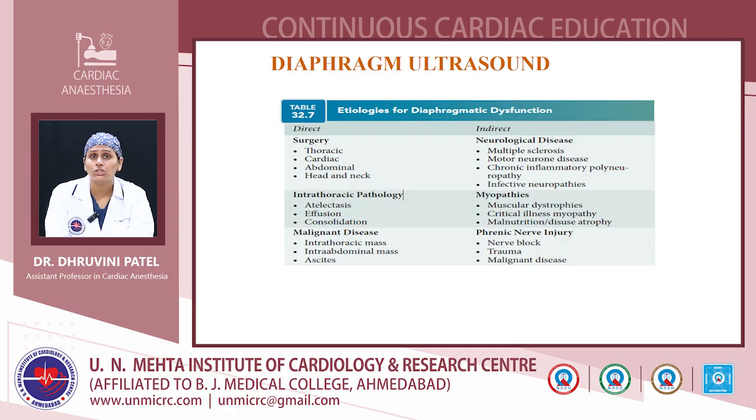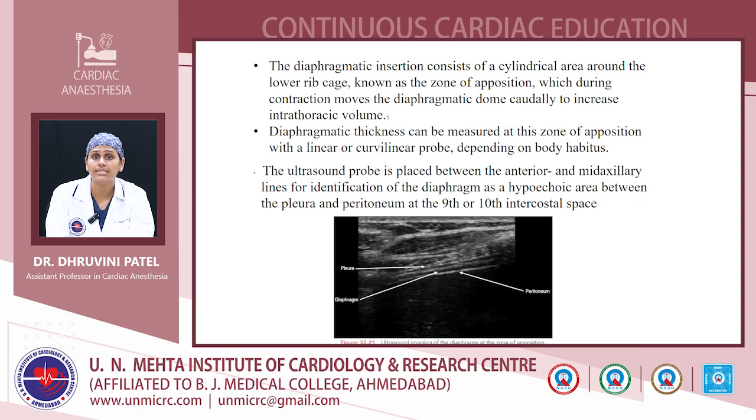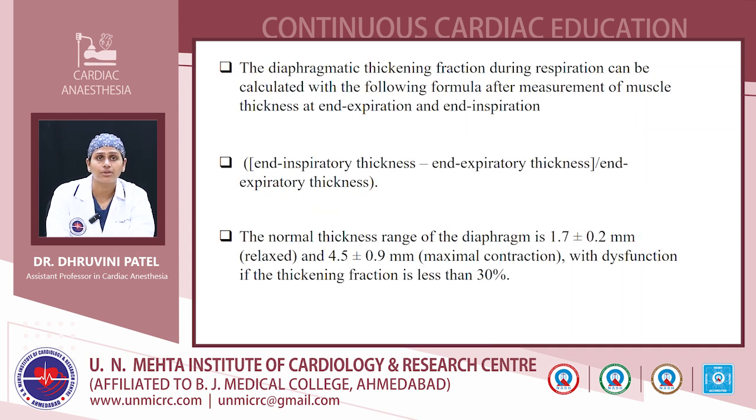This table shows the etiology of diaphragm dysfunction: surgical causes, intrathoracic pathology, malignant disease, neurological disease, myopathy and phrenic nerve injury. The diaphragm insertion consists of a cylindrical area around the lower rib cage known as the zone of apposition, and diaphragm thickness is measured in this zone of apposition with linear or curvilinear probes.